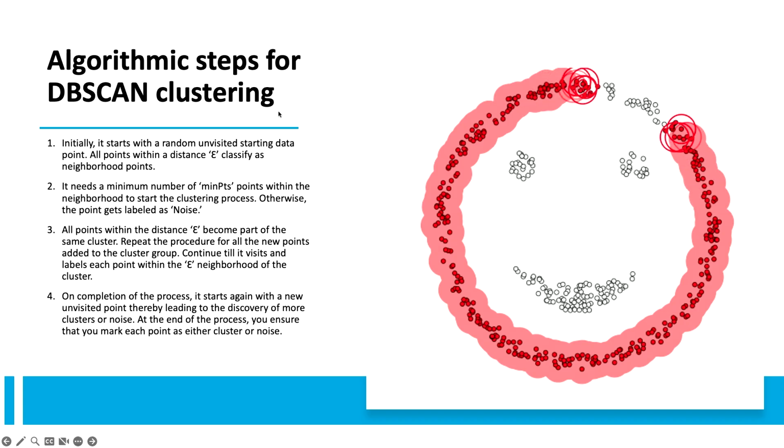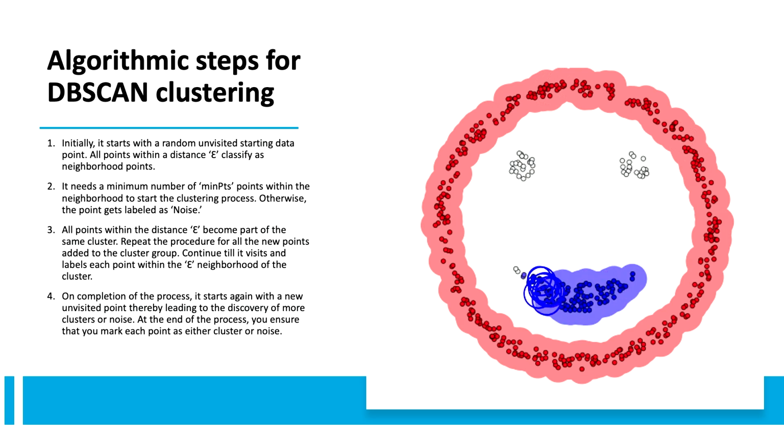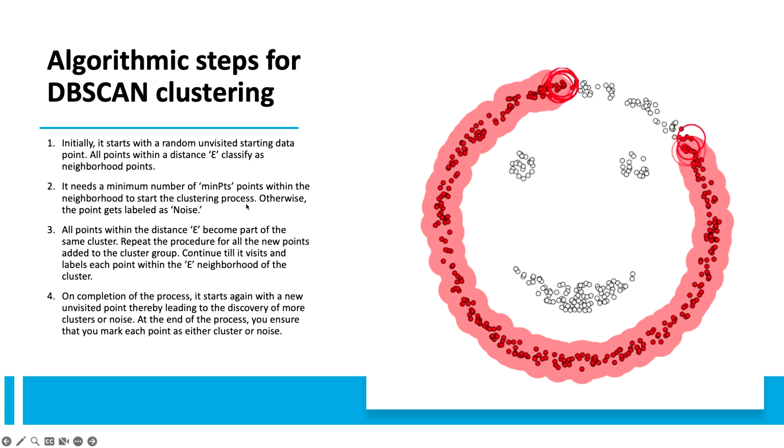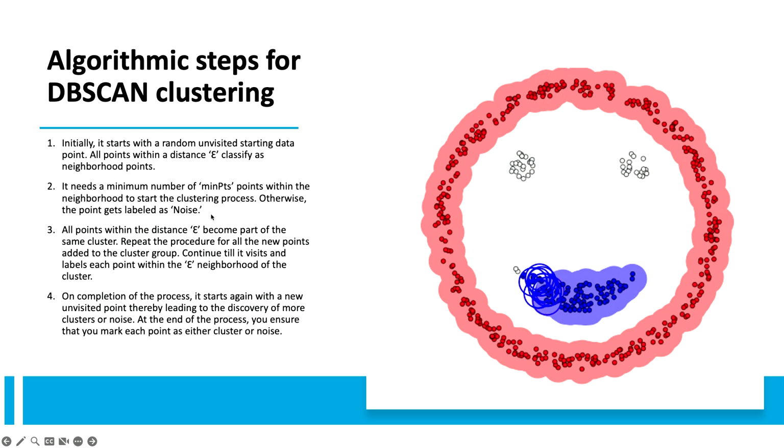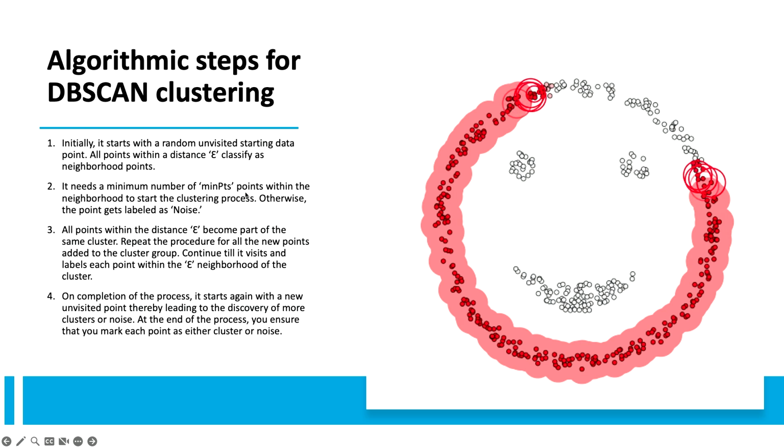How does this algorithm work? We start from a random unvisited data point. All data points within some epsilon distance are considered neighborhood points. As you can see, data within this epsilon distance is considered one cluster. If the minimum points are not within reachable distance, the point is considered noise. All the data points within this epsilon distance are considered one group.